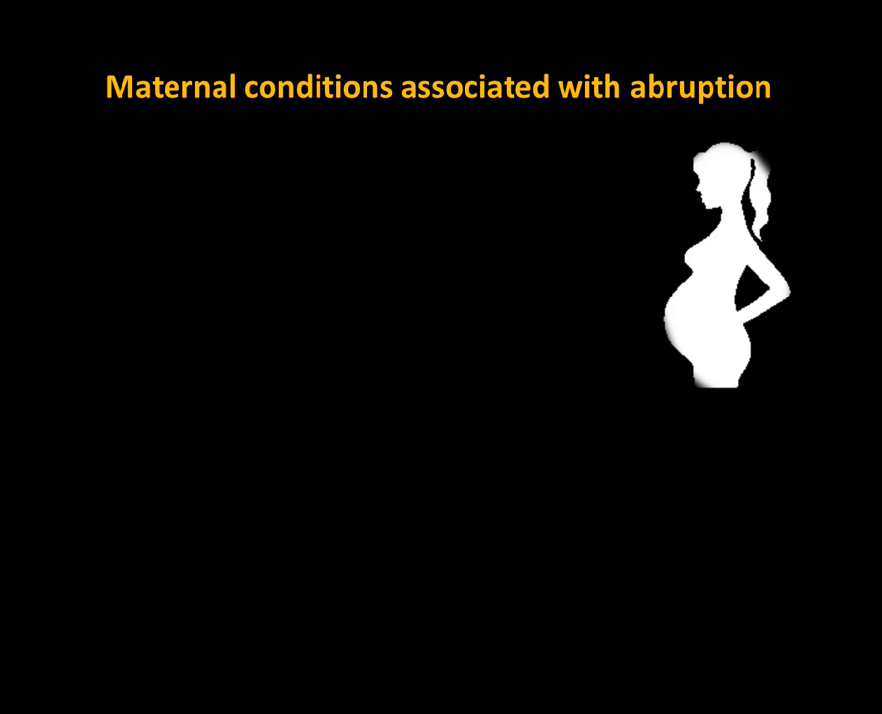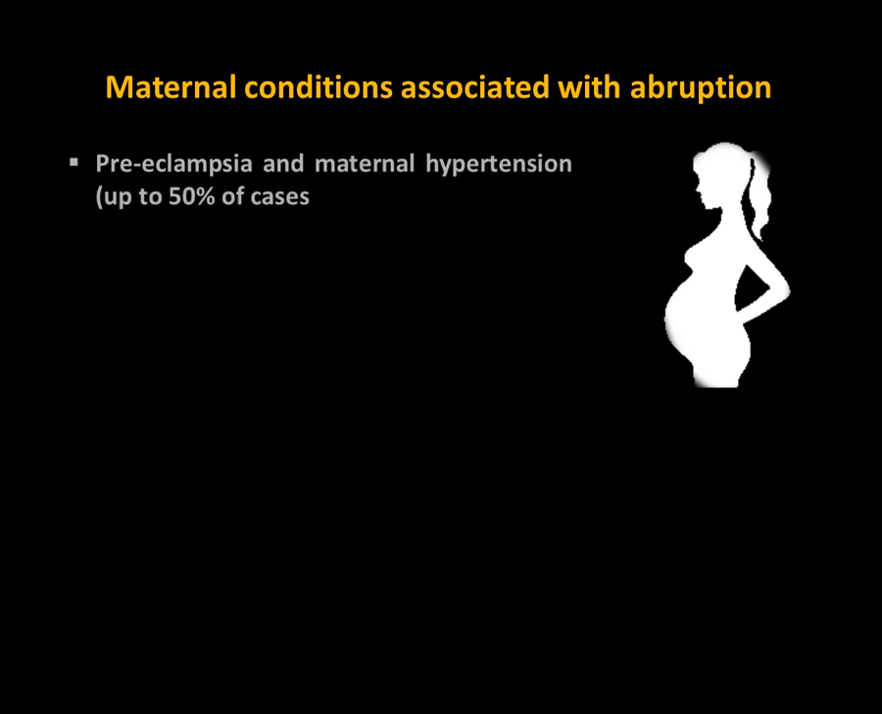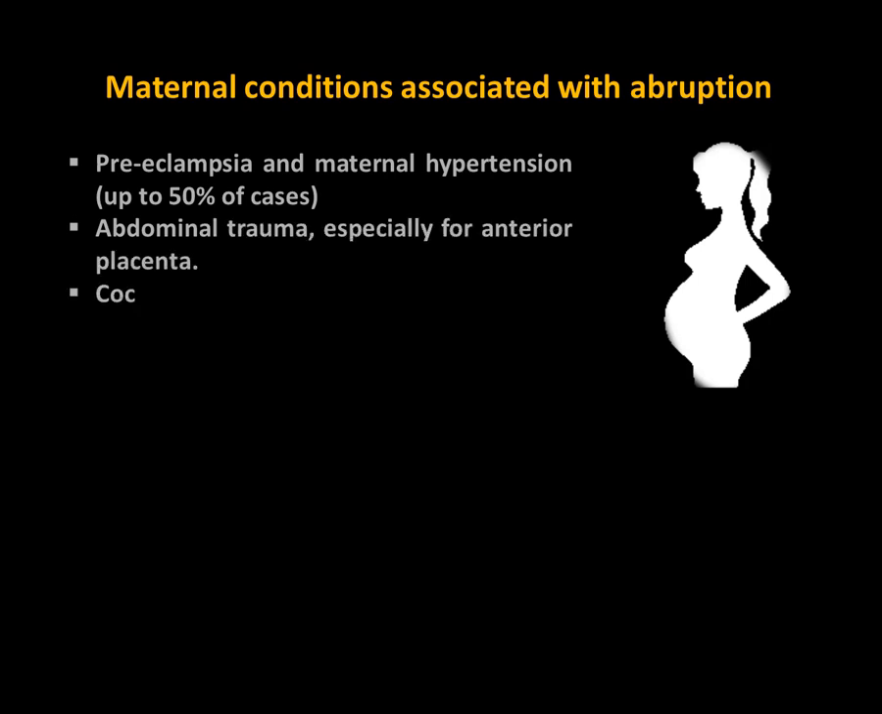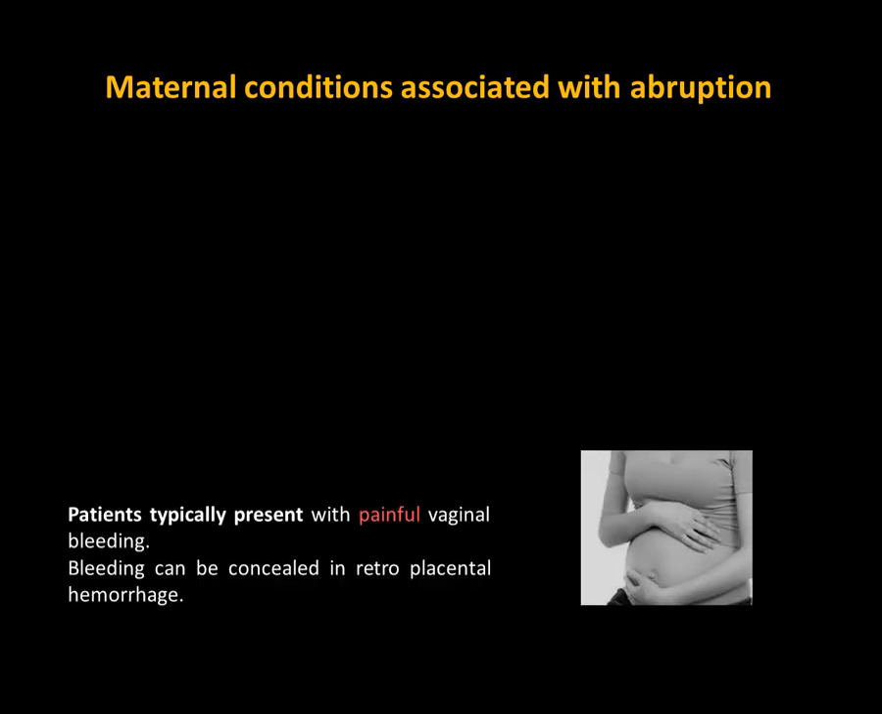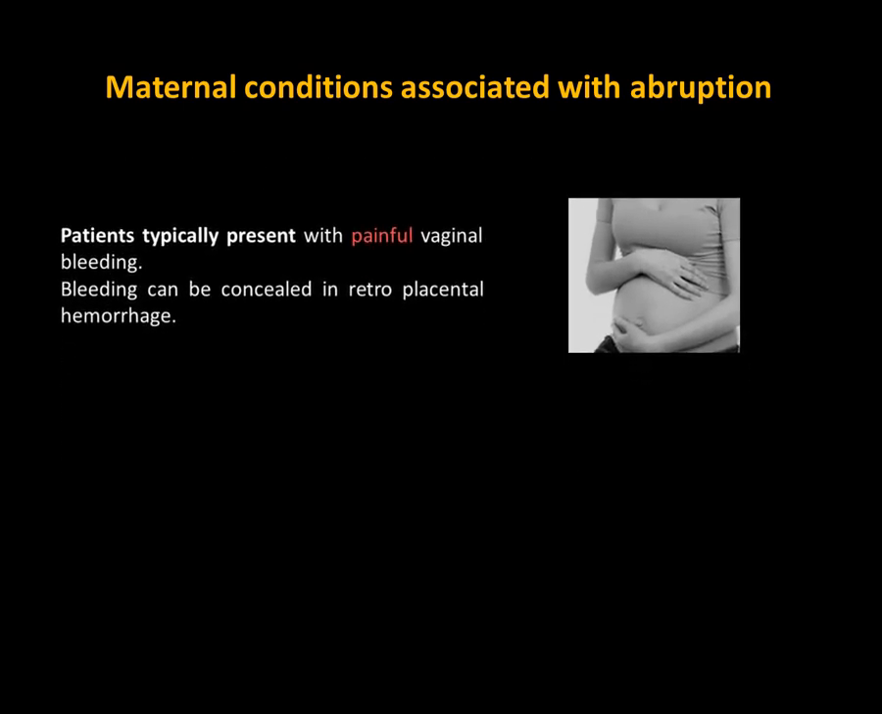Maternal conditions associated with placental abruption include preeclampsia and maternal hypertension, up to 50% of cases. Abdominal trauma, especially for anterior placenta. Cocaine abuse. Cigarette smoking. Alcohol use. Advanced maternal age. Patients typically present with painful vaginal bleeding, with board-like abdominal tone. Bleeding can occasionally be concealed, as in a retroplacental hemorrhage.